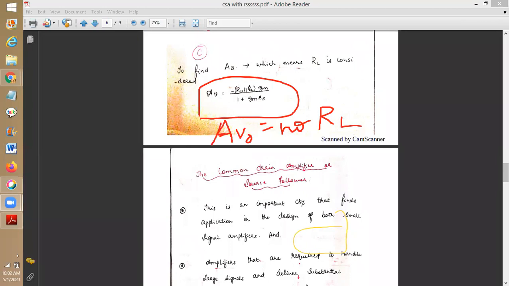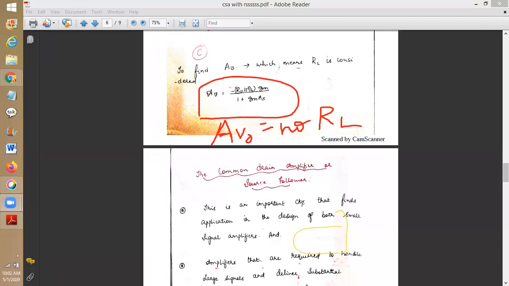Ma'am, AV not on the... What will I change in this expression? This is AV. AV means I have included RL. AV not means what I have to change in this expression, which means RL is considered.